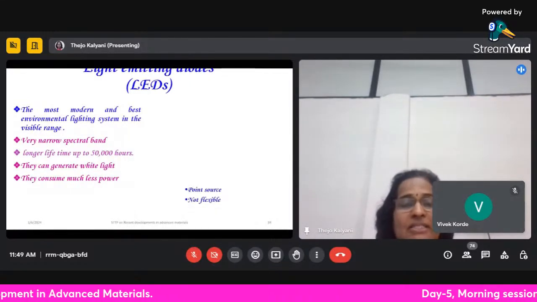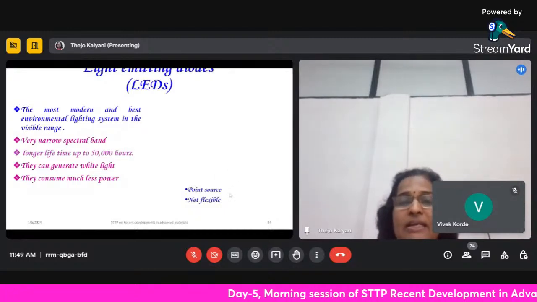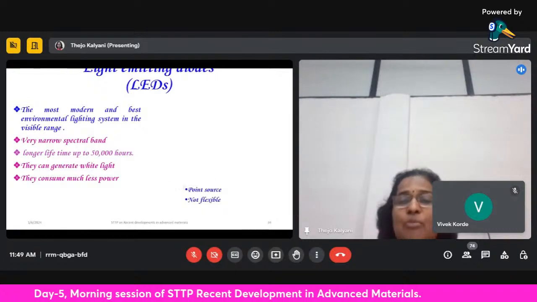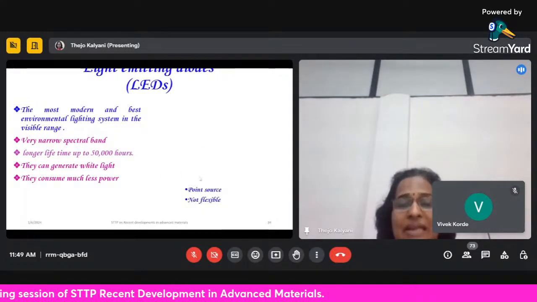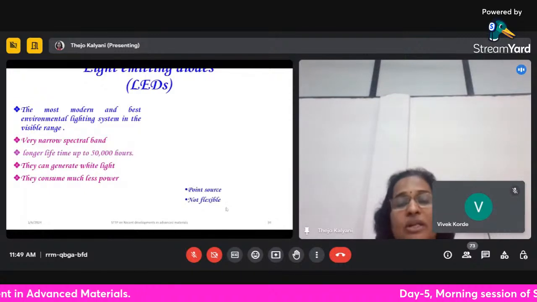So we'll see how white light is generated. They can even consume less power. The point here is that LEDs cannot be spread over larger surfaces. They are point sources. We need a number of sources arranged so that the intensity would be maximum, and even then they are not flexible.